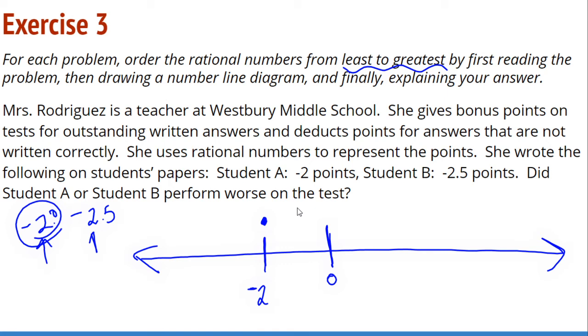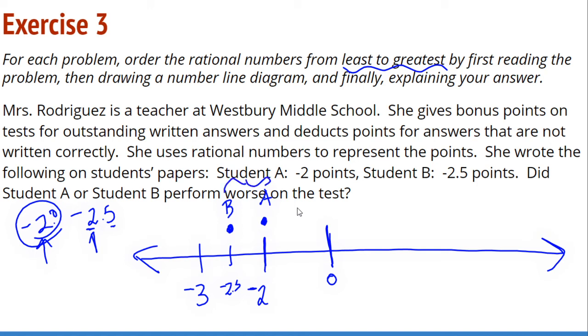And then there's student B, who is at -2, and then they're halfway, 5/10 of the way to -3. So I've got student A and I've got student B. And the question is, who performed worse?